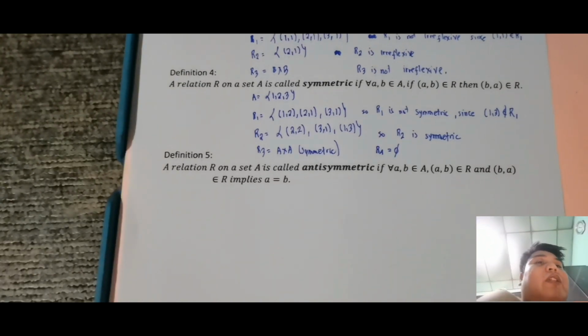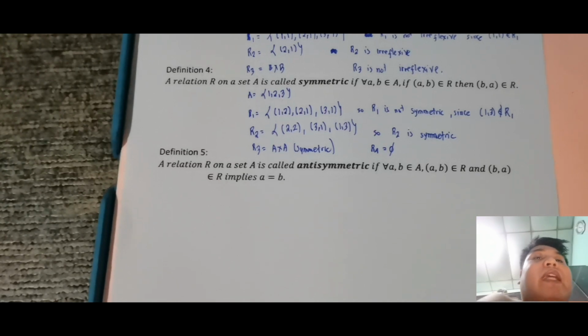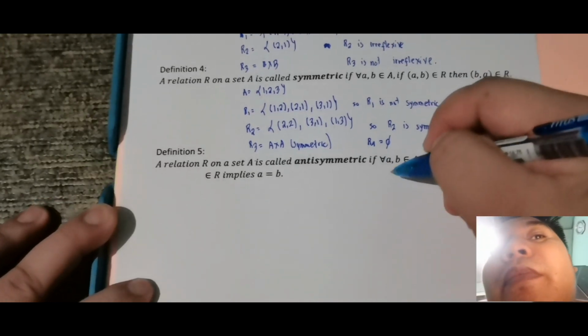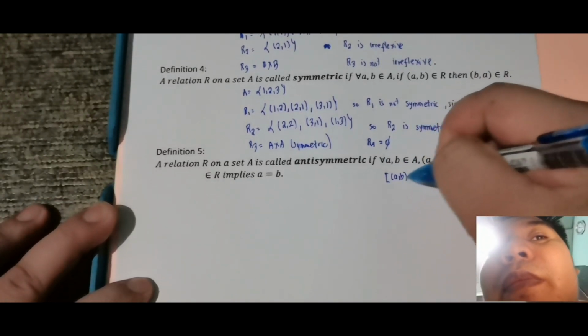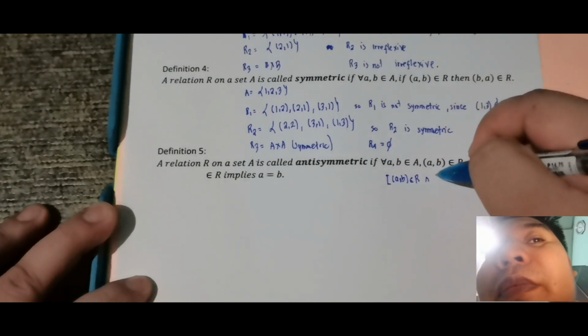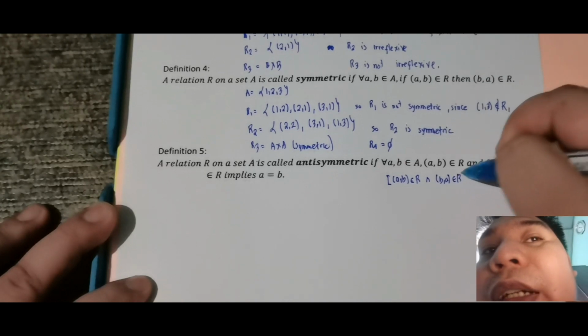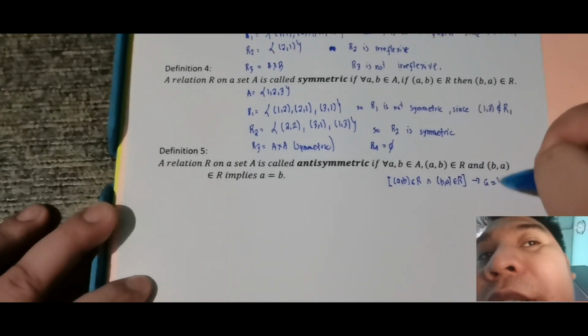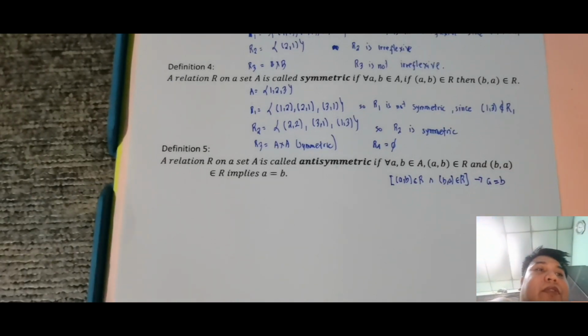Okay, definition number 5. A relation R on set A is called anti-symmetric if for all A and B elements of A, (A, B) is an element of R and (B, A) is an element of R implies A is equal to B. Let me rewrite it. It says (A, B) is an element of R and (B, A) is an element of R implies A equals B. So the condition is, if you see (A, B), you must also see (B, A), but if you see both, they are equal to each other.